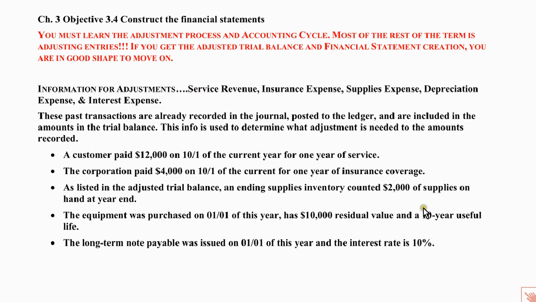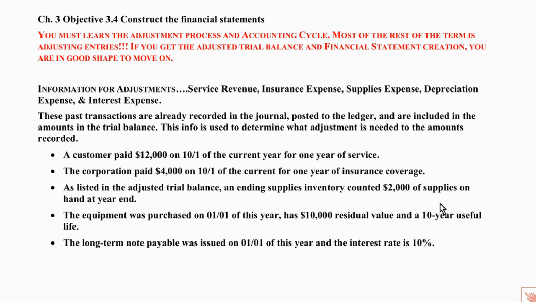Okay, so learning to do adjustments and adjusting entries, adjusting journal entries, and this accounting cycle, you really have to get it down. The rest of the term depends on you understanding adjusting entries, understanding the adjusted trial balance, and how the financial statements are created for that. And then the accounts are closed and you start over again. Really vital for the rest of the semester.